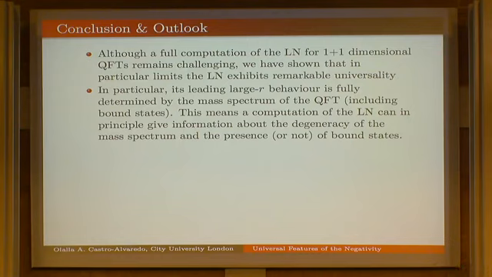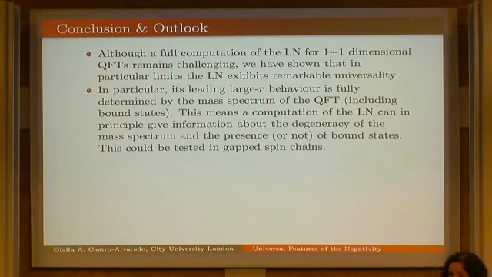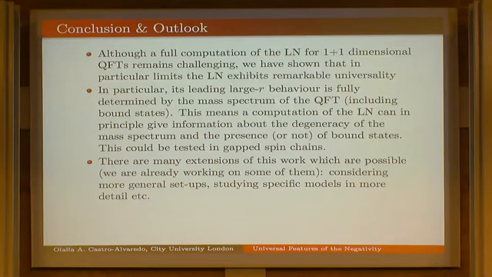They tell us something about the mass spectrum, and about the presence or not of certain bound states. So this is all something that would be nice to test in the context of gapped spin chains. There's some numerics that have to be done. Of course, there are many extensions of this we are working on already. One is, for example, this free boson, which we can tackle in full generality, and we're writing a nice paper about that. But of course, we would like to go beyond two-point functions. That's a bit more complicated, but we have already started.